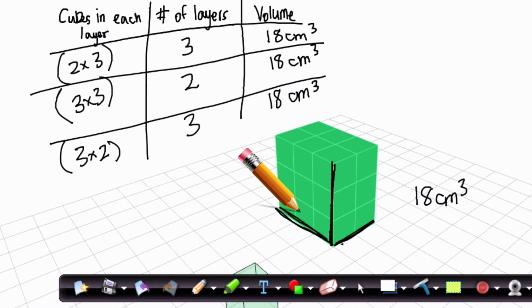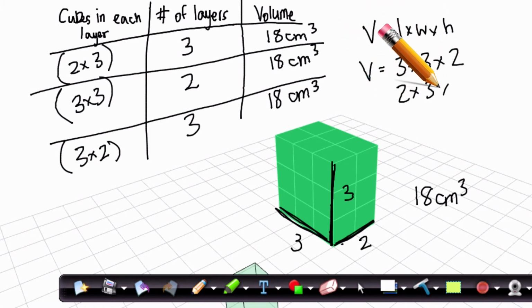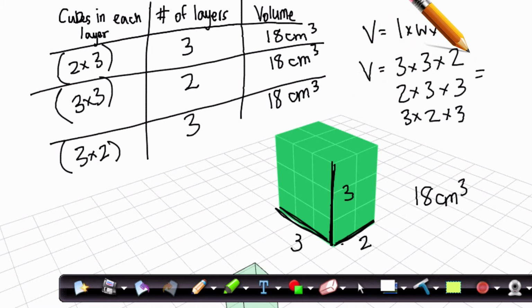So let's say this is the length here of 3, this is the width here of 2, and this is the height here of 3. If I multiply these 3 numbers together, I'm looking for that volume, length times width times height. So my volume is going to be 3 times 3 times 2, or 2 times 3 times 3, or 3 times 2 times 3. Doesn't really matter, because every time I'm going to get 18 cubic centimeters.